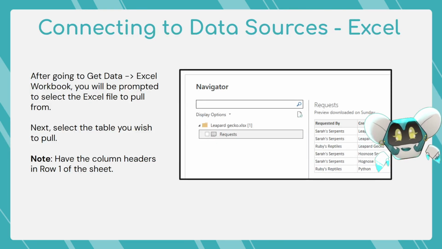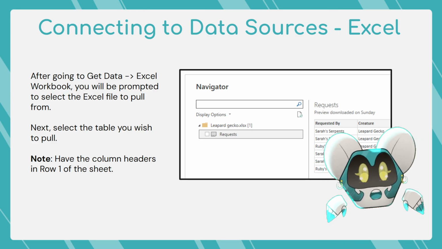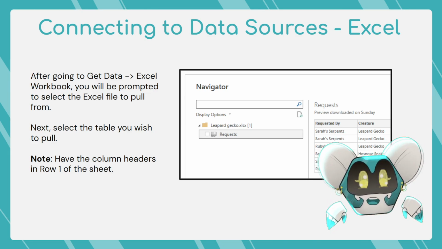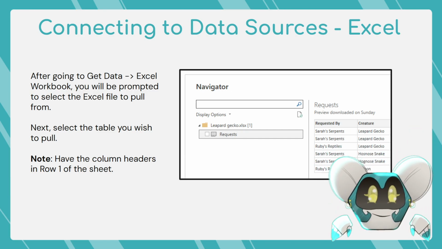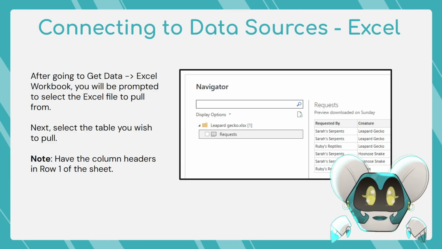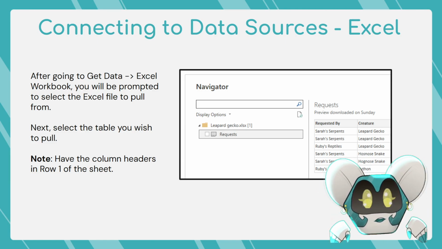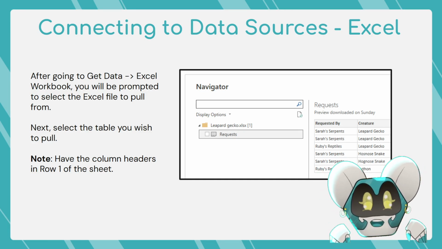For importing data via Microsoft Excel, make sure that the column headers are in the first row of your tab. And same as the web page, you can click among the sources, make sure the data that you want is all there. Check the box to the left of the name, hit OK.